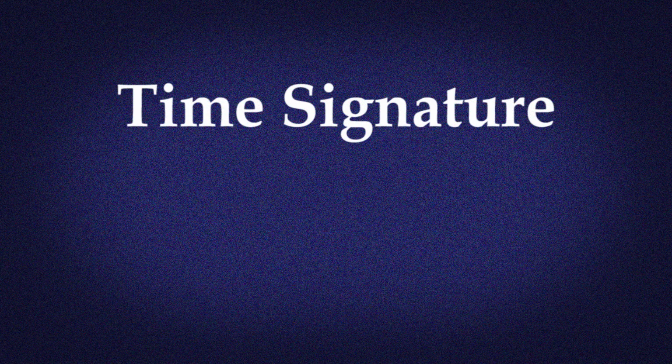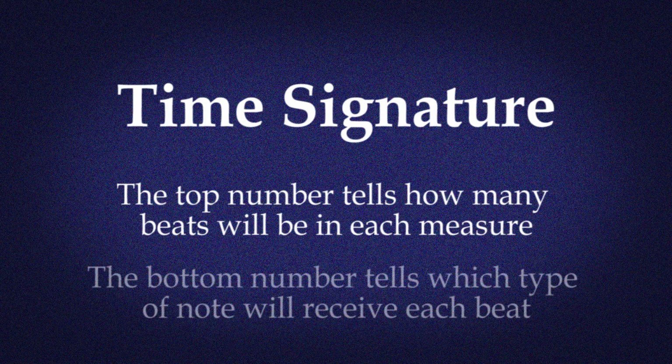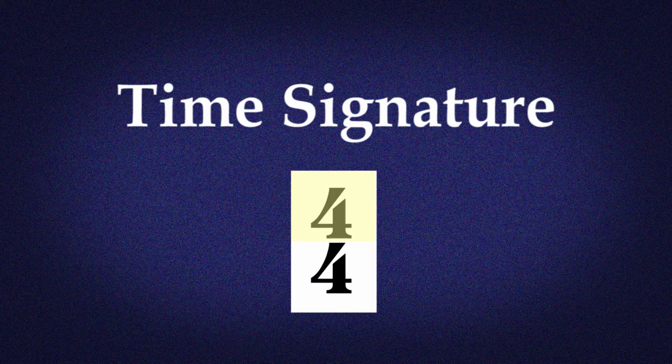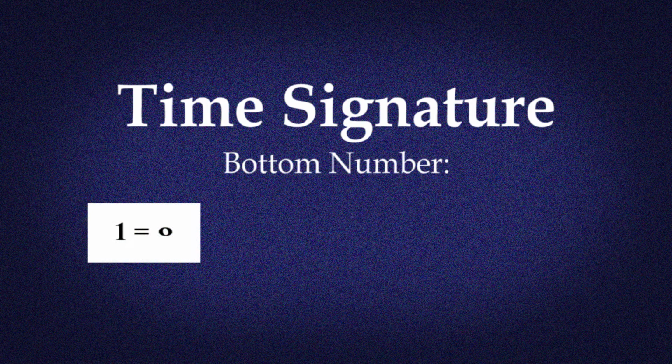Now let's look back at our time signature. While the top number tells us how many beats will be in each measure, the bottom number tells us what type of note will receive each of those beats. In other words, there will be this many of this type of note in each measure. The bottom number will only be one of a few options. If it's a 1, then you're counting whole notes.